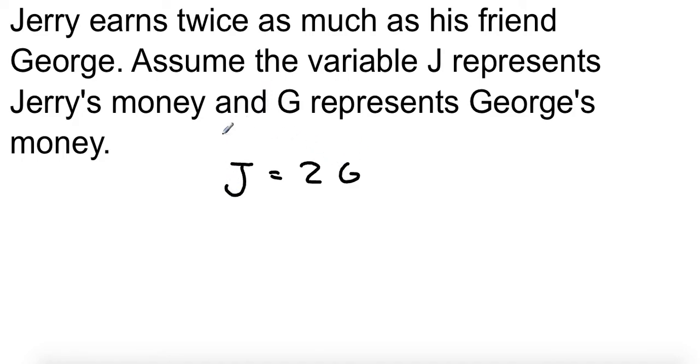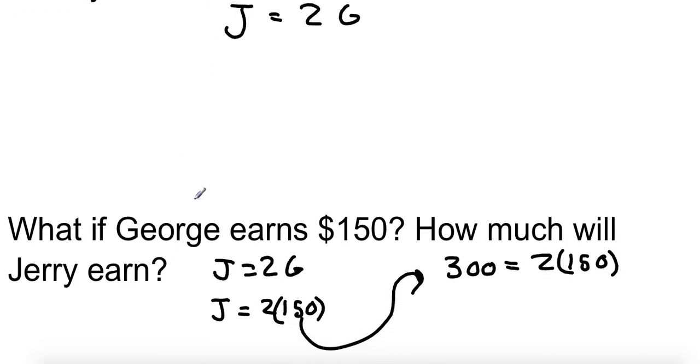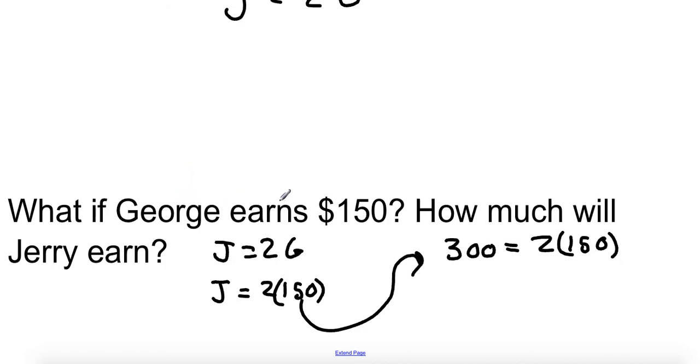So let's go through a specific scenario to see if this actually holds up. What if George earns $150? How much will Jerry earn? What I did here was I switched out the variable G with 150. So I replaced that over here. So now I have that J equals 2 times 150. What this means is that 2 times 150, well, I know that's 300. So Jerry earns $300, and that's equal to 2 times 150. So I know that this equation works.